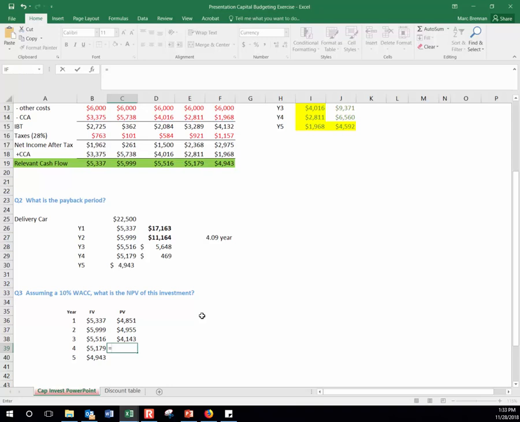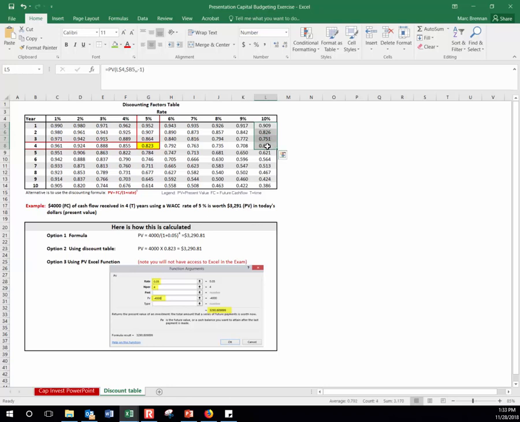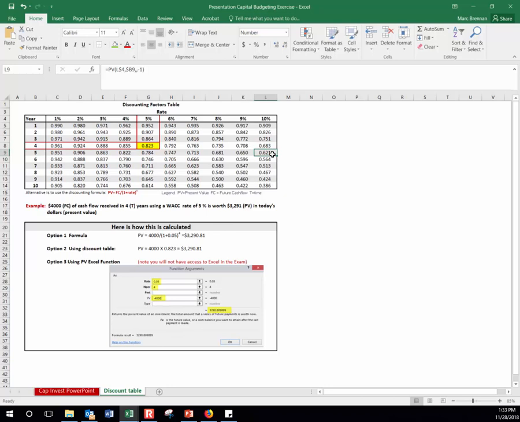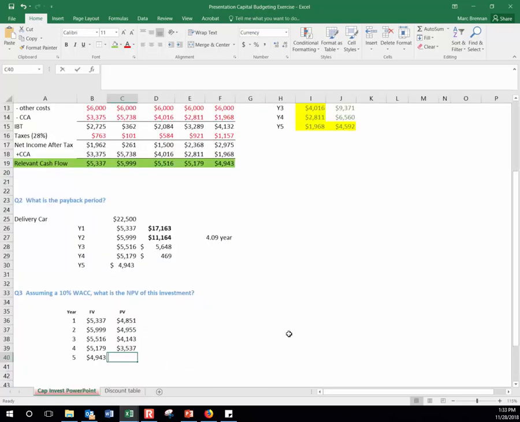And then I do the same. Let's go find out first. My discount factor for fourth year at 10%, 0.683, multiplied by the relevant cash flows for that year. And then again, last time, 0.621. So equals 4,943 multiplied by 0.621.